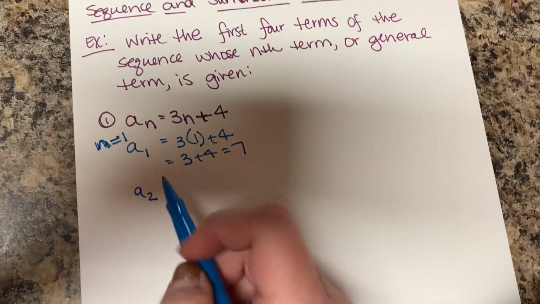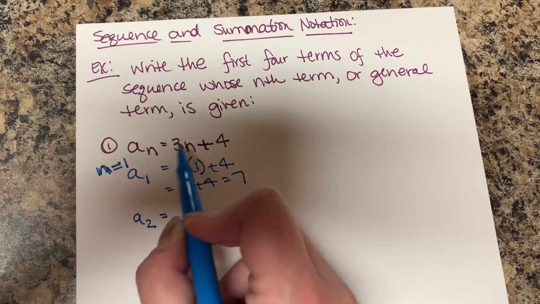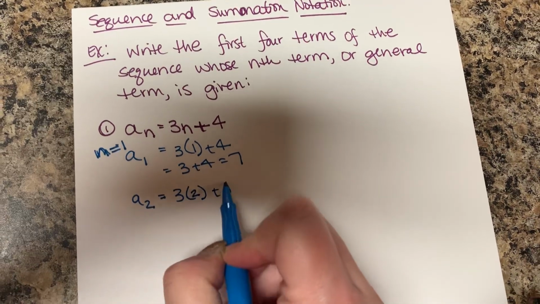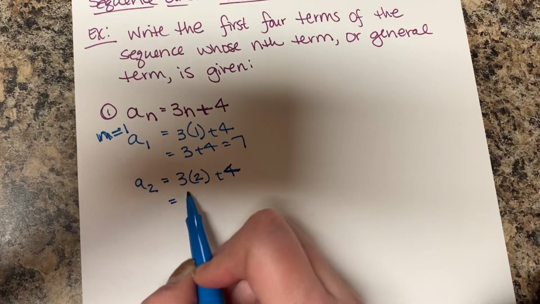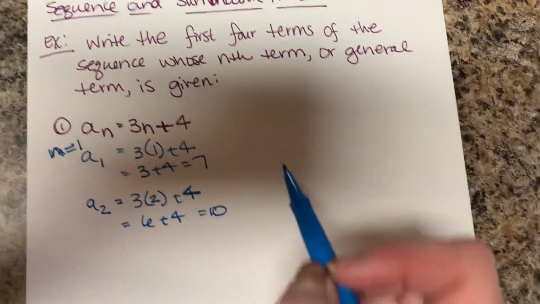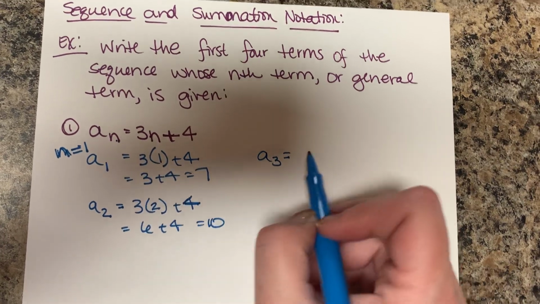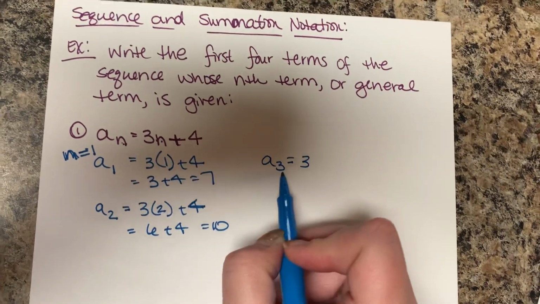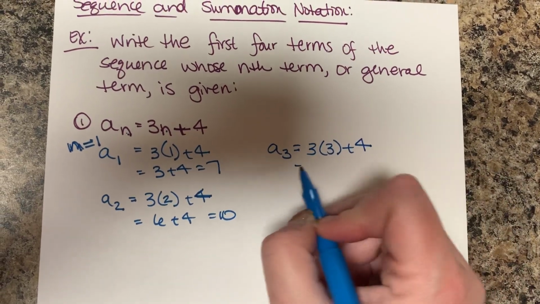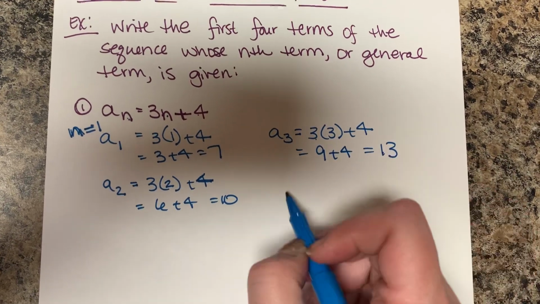A sub 2 is going to be the second term of the sequence. Our n is 2, so 3 times 2 plus 4. 3 times 2 is 6, plus 4 is 10. That's the second term. Then A sub 3, our n is now 3, so 3 times 3 plus 4. 3 times 3 is 9, plus 4 gives us 13. That's our third term.